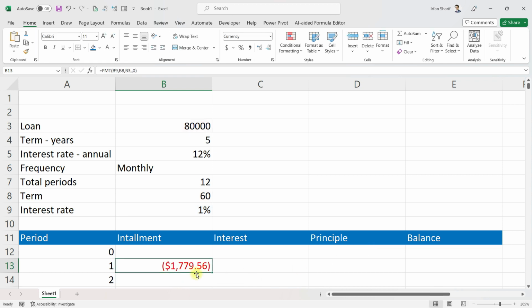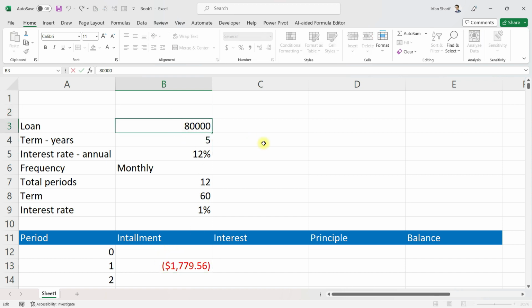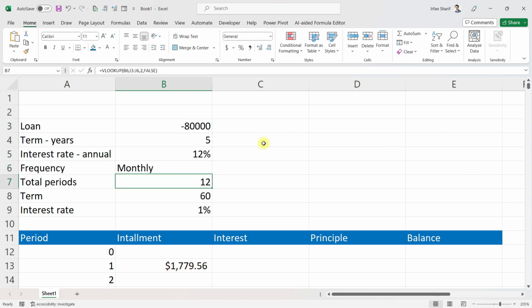Now you will notice one thing, and that is this cash flow here is negative. This is because we are going to pay the installment. So the system is assuming that if we have taken the loan, we have to pay it back, so the installment would be a negative cash flow for us. But if you don't like to see it negative, you can make this value here negative, in which case your answer will automatically become positive.